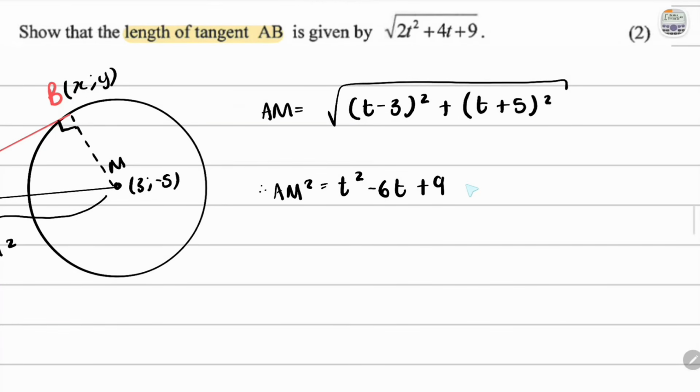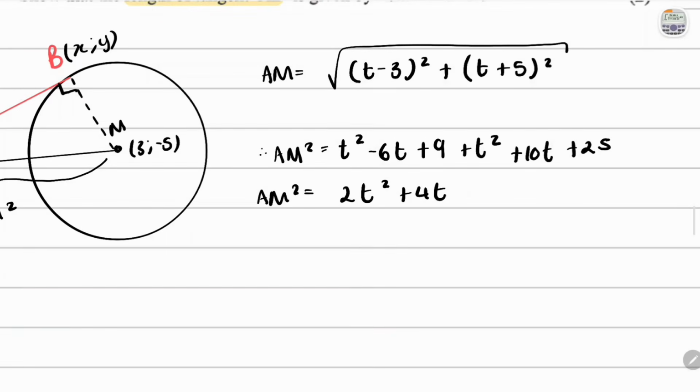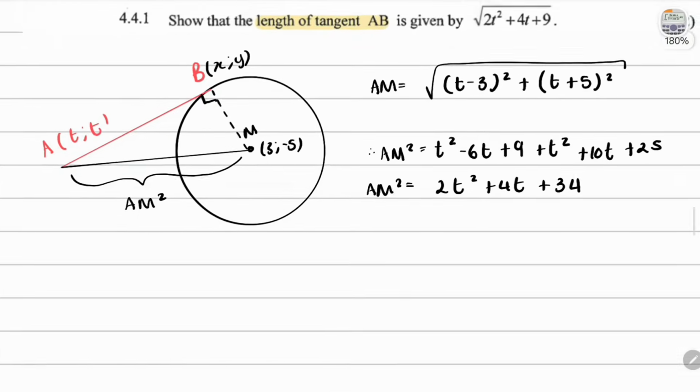Same thing over here. First term squared is positive t squared. Last term squared is 25. t times 5 is 5t, times 2 is 10t. Okay, so AM squared is simply equal to 2t squared, and then 10 minus 6 is positive 4t, and then 9 plus 25 is 34. So positive 34. That's what we have here. Okay, so that's AM squared.